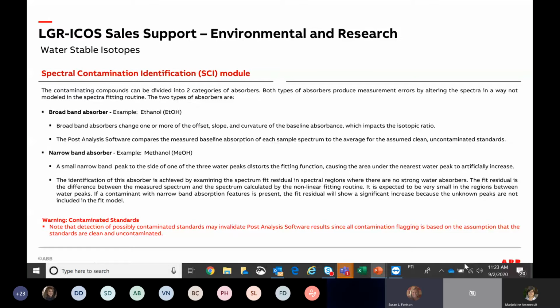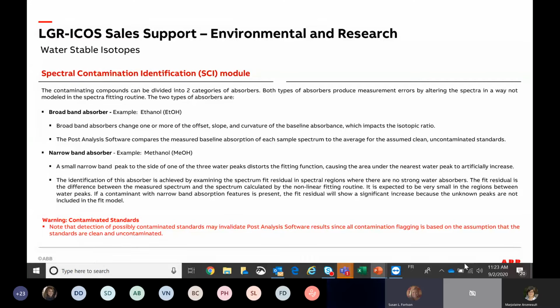So the contaminating compounds can be divided into two categories of absorbers. Both of these absorbers produce measurement errors by altering the spectra in a way that is not modeled in the spectra fitting routine. So for example, we have broadband absorbers, such as ethanol. They change one or more of the offset, slope, and curvature of the base absorbance, which can impact the isotopic ratio. Therefore, the post-analysis software compares the measured baseline absorption of each sample spectrum to the average for the assumed clean, uncontaminated standards.